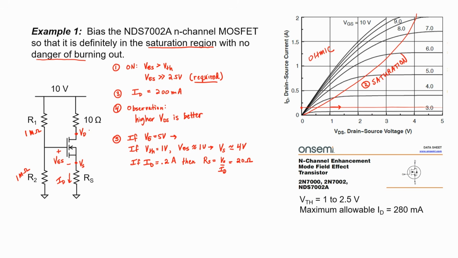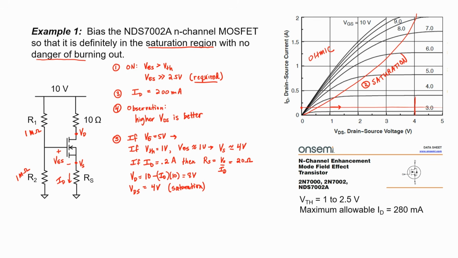Let's now find our drain voltage. Our drain voltage is 10 minus ID times 10. This is 8 volts. Our drain source voltage is just a drain voltage minus our source voltage. 8 minus 4 equals 4 volts. We're operating over here well into the saturation region, so that's good.